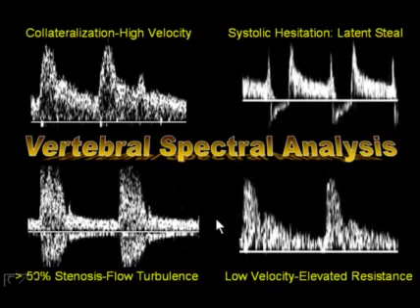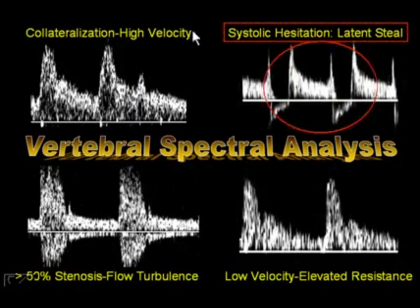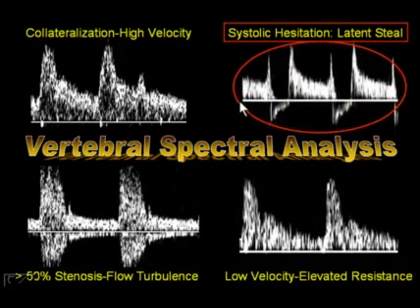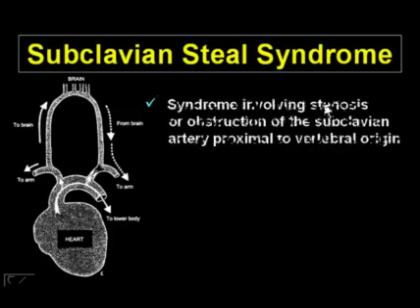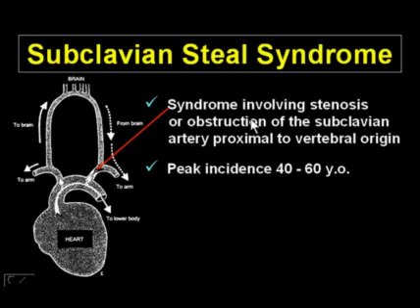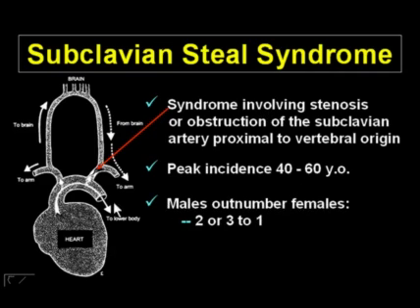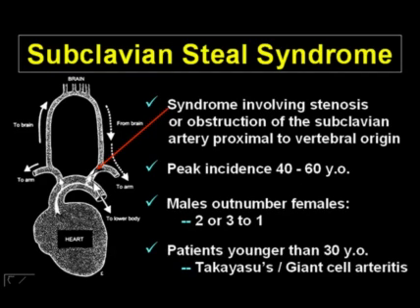Here in this case we see a series of various waveforms, and it won't be uncommon to see something like this here on your top right. It's a waveform that we refer to as a systolic hesitation, where the peak of the waveform is displayed below the baseline. And this is the type of waveform that you might see in a patient with a latent steal. These patients who present with subclavian steal syndrome would be an indication to look at the subclavian arteries.